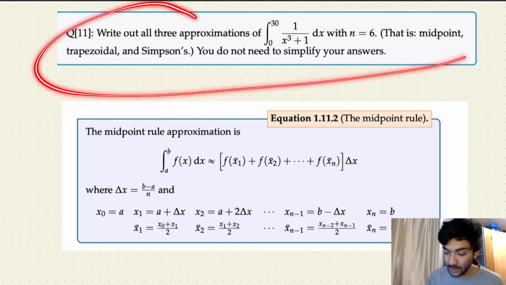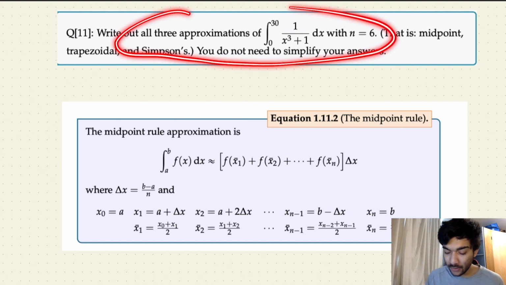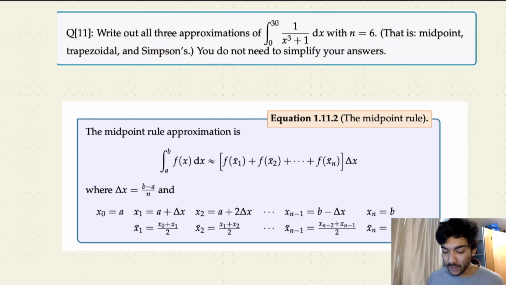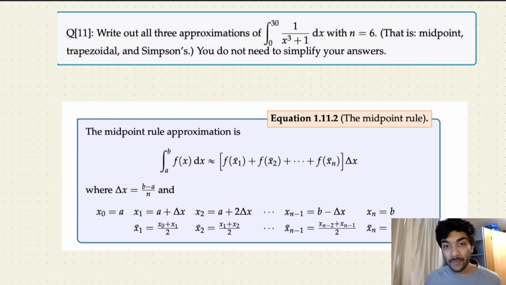So let's continue our discussion on numerical integration, and in this video we have to write out all the three approximations of this integral using n equals 6. And by all the three approximations we mean midpoint approximation, trapezoidal and Simpson's approximation in this question over here. So we have to use all these three methods and get three separate answers for all these three approximations.